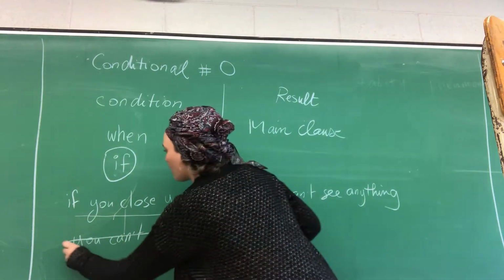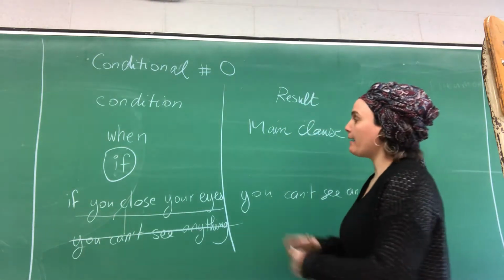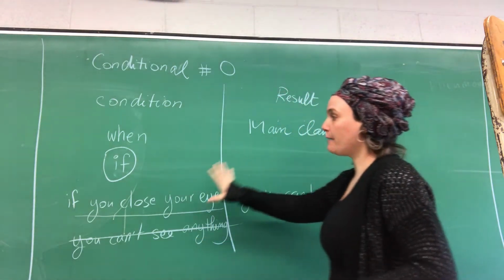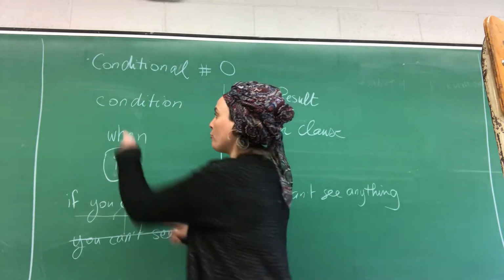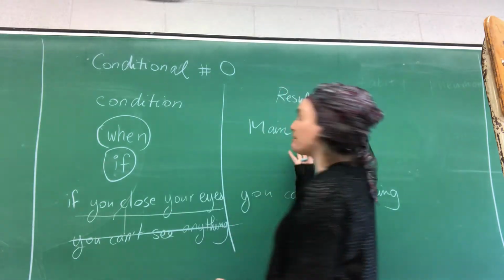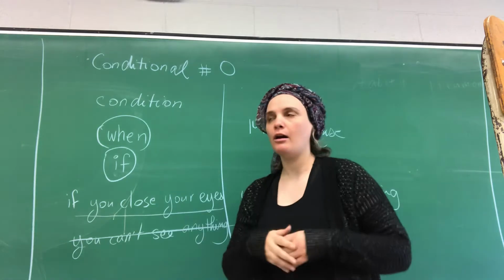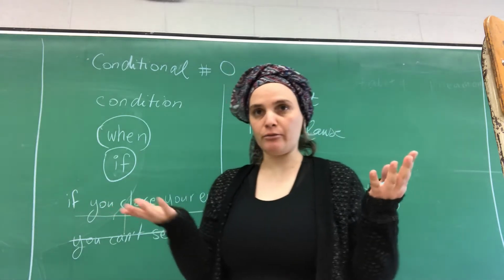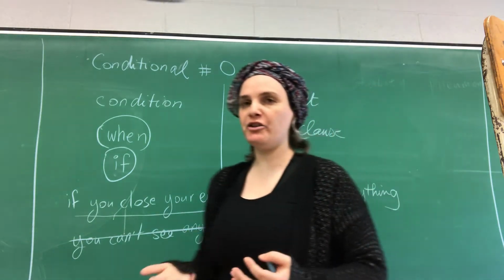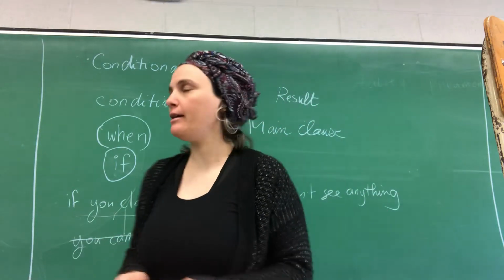All right, so in the conditional, we need to have two parts, the if clause and the main clause. The if clause, we can use either if or when. And it's like a condition. If this condition happens, then automatically this one happens, right? So normally we use the conditional to talk about things in general, right? Facts that nobody can change. For example, if you close your eyes, well, of course you can't see anything, right?